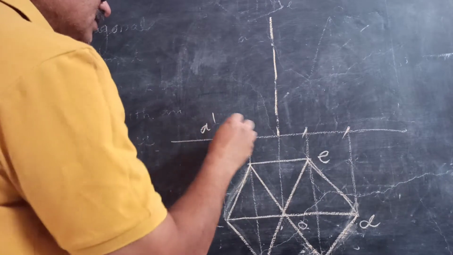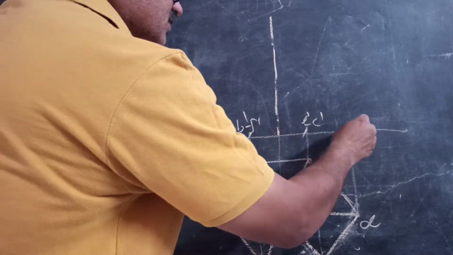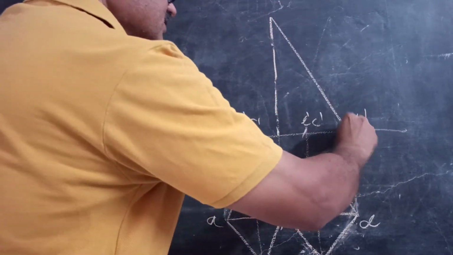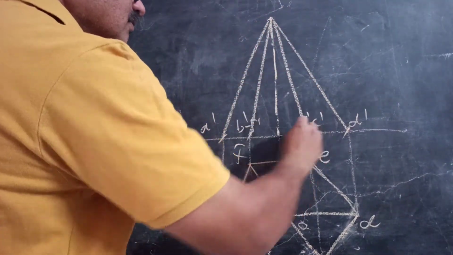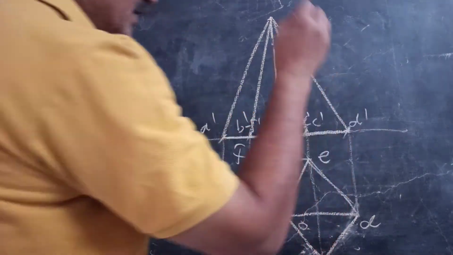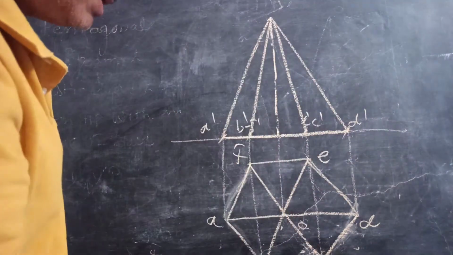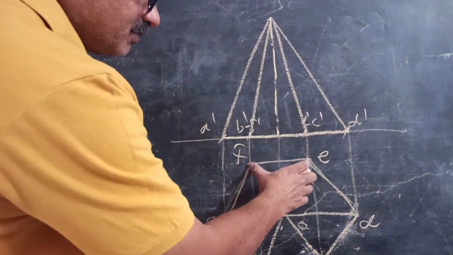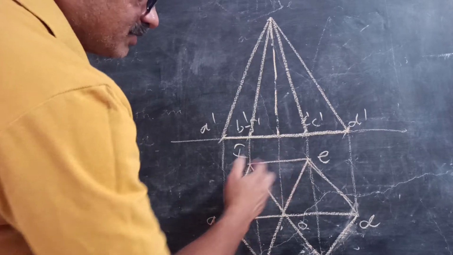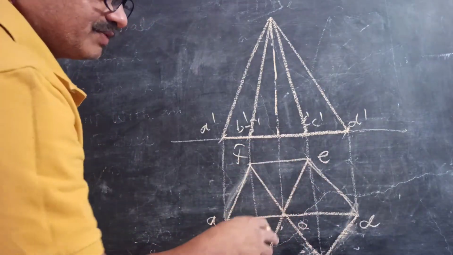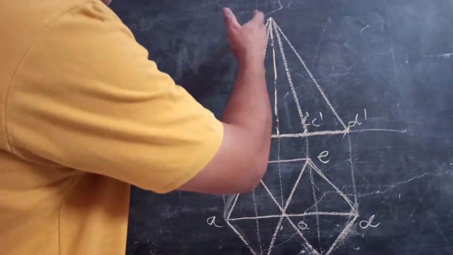So this will be A dash, B dash, F dash. This will be E dash, C dash, and this will be D dash, and these are the slant edges. So this will be its front view. It is given in the problem that the hexagonal pyramid is resting on its base on HP with an edge of the base parallel to VP. Now one edge can be drawn parallel to VP and you can draw the hexagon, because in the top view, when it is resting on its base, you will get the hexagon as well as the slant edges. In front you will get a triangle.